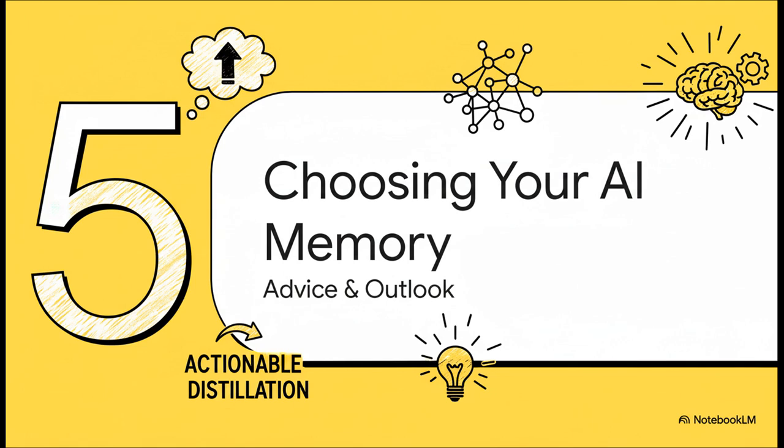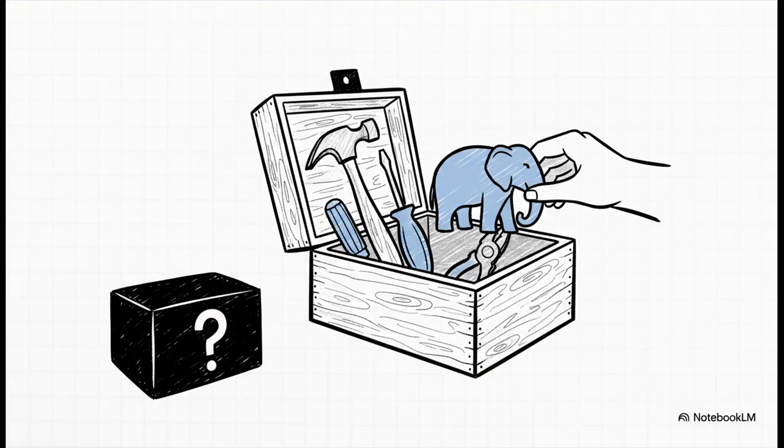So, Section 5, choosing your AI memory. With all these choices, the million-dollar question is, which one is right for your project? Let's try to boil this down into some simple, actionable advice. All right, first up, the keep it simple strategy. If your team is already using PostgreSQL and you don't think you're going to have more than, say, 50 million vectors anytime soon, then just using pgvector is a fantastic choice. You get all this new power without having to manage a whole new system.